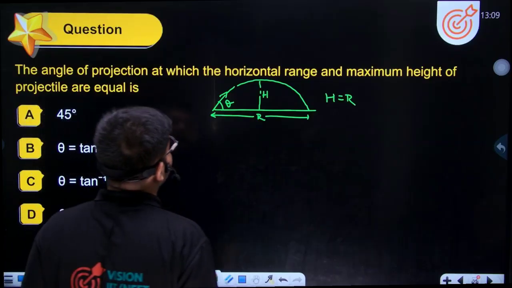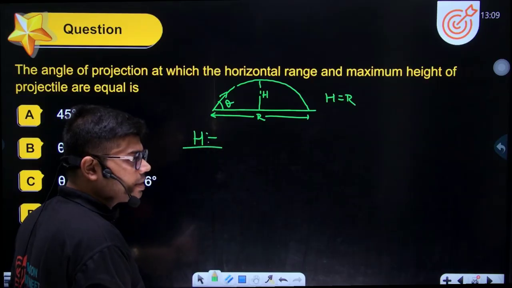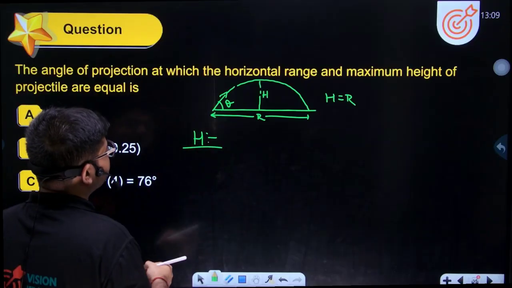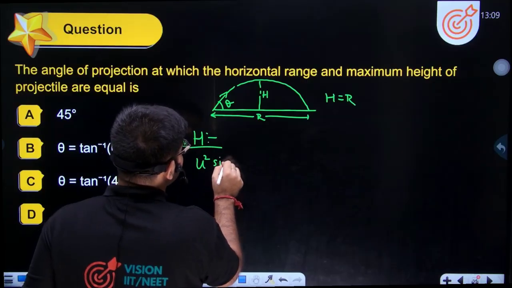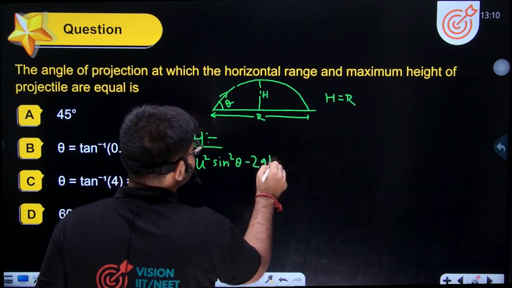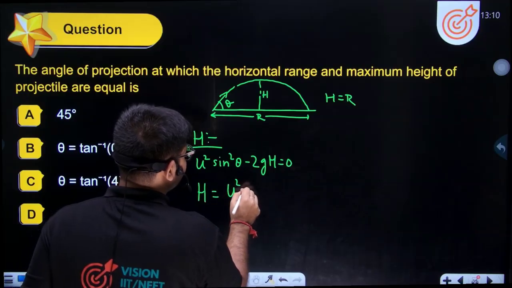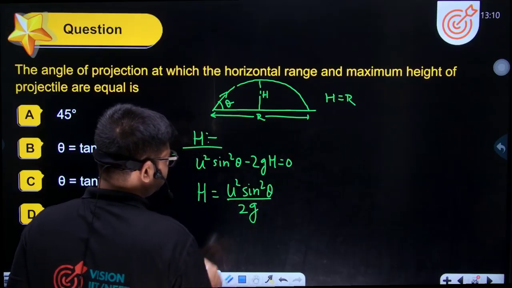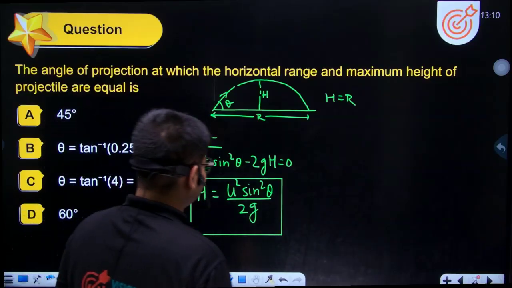So h you can find out. Let us first find out the h. At the maximum height you have the vertical component of the velocity as 0. So you can say that u square sin square theta minus 2gh is equal to 0. So h you are going to get as u square sin square theta by 2g. This is your h value.